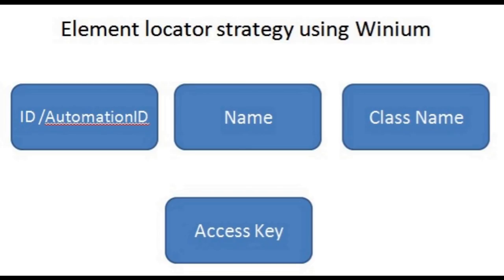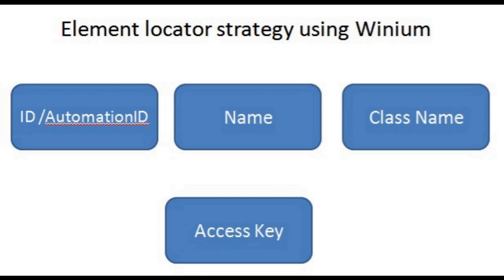But it is not always the case. A developer may have assigned the same ID to some other element as well. But in most cases, in my experience, I have seen that ID is always unique for an element. But if automation ID is not unique, then we have other options available. Yet another option is the name of the element. Well, better to locate an element either by its name or ID, as they are the most preferred way to locate the element.